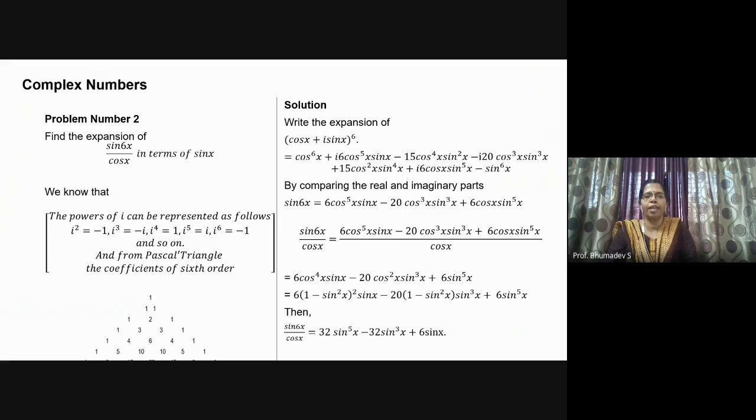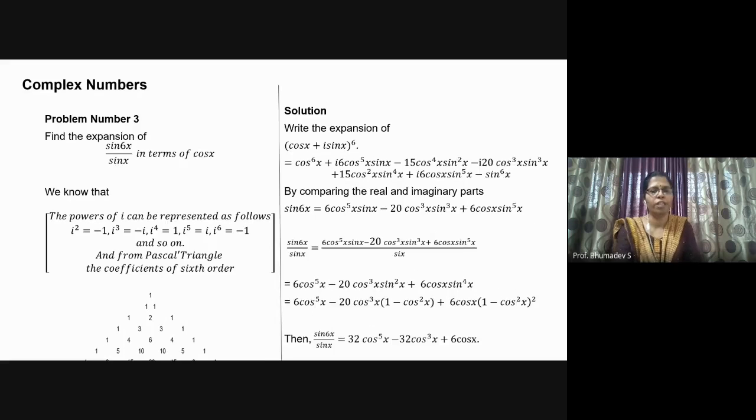But again, they are asking us to find the expansion in terms of sin x. So replace all the cos square terms by 1 minus sin square. So cos to the power of 4 can be written as 1 minus sin square, the whole square. Then cos square terms can be written as 1 minus sin square. Just remove the bracket and combine the like power terms. Then we will be getting sin 6x upon cos x is equal to 32 sin to the power of 5x minus 32 sin cube x plus 6 sin x, which is the expansion for the term sin 6x upon cos x.